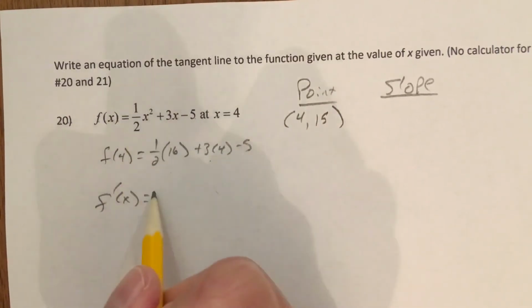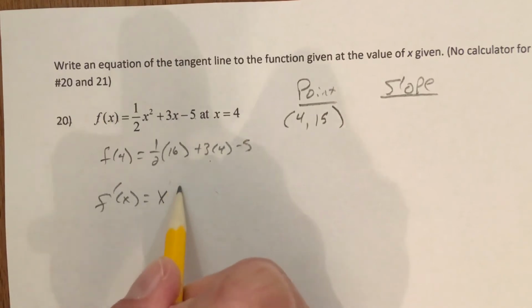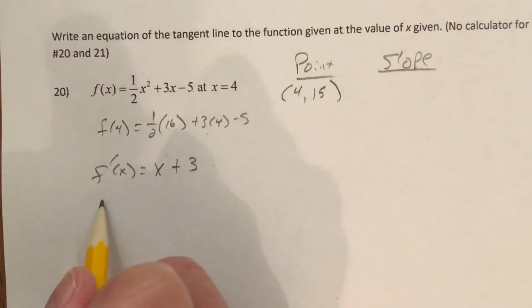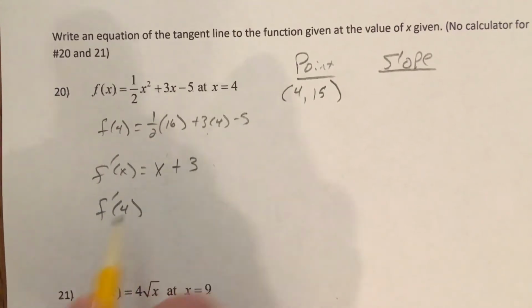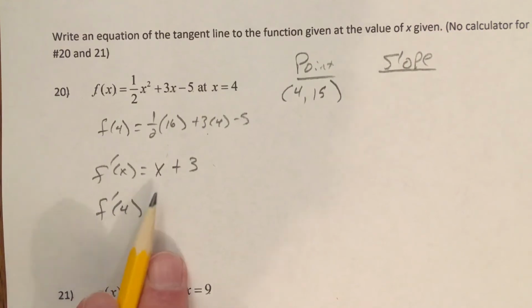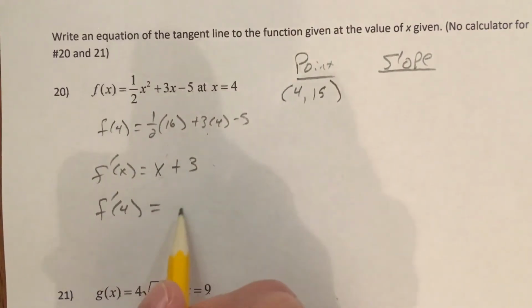That's going to be 2 times 1/2, x to the first, plus 3, and then the 5 goes away. So there's my derivative. Now I want to know what is the slope of the tangent at 4? What's the change of the function at 4? So I'm going to put 4 into this derivative. I get 4 plus 3, which is 7.